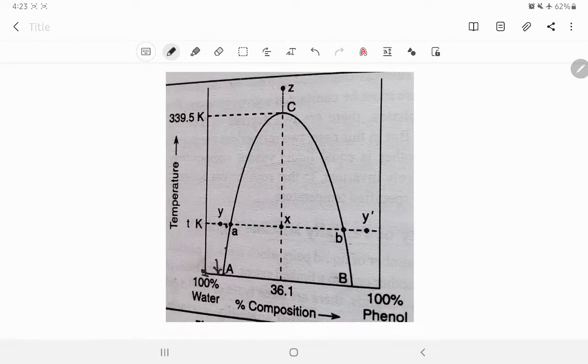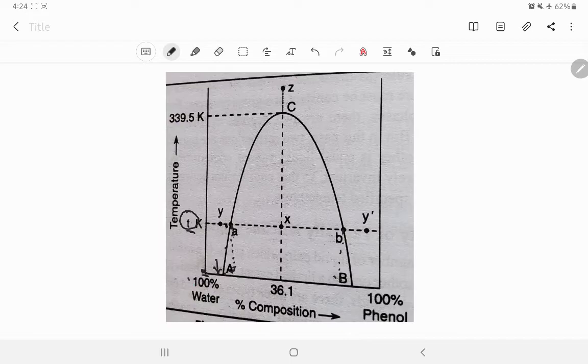Yes. Now, if we consider any temperature, suppose T Kelvin, at any temperature, the composition of each layer is fixed. If we consider a temperature, at this temperature, the composition of two layers is fixed, and it is indicated by A. At this temperature, whatever may be the amount of substance, this is the composition of phenol in water, and this is the composition of water in phenol.